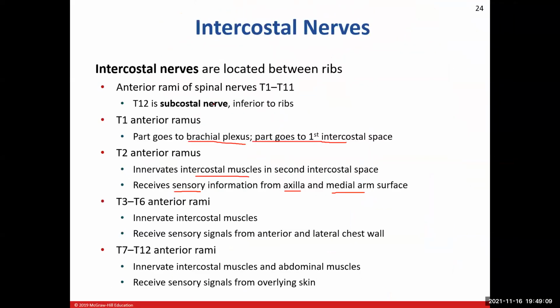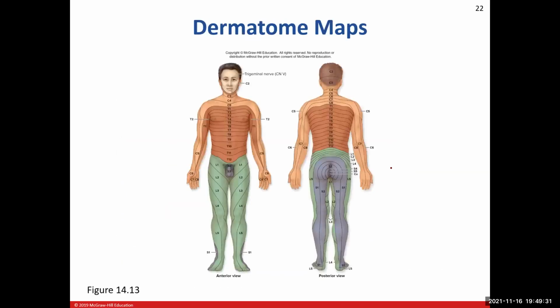And then when we're talking about T3, T4, T5, and T6 anterior rami, again, they're going to innervate some of the intercostal muscles there in your chest, and it will provide sensory information to the anterior and lateral part of the chest wall. Now, what about the posterior part? When we look at our dermatome map here, when we're looking on the posterior region, the dorsal ramus that comes off the spinal nerve will give sensory innervation to those areas there.